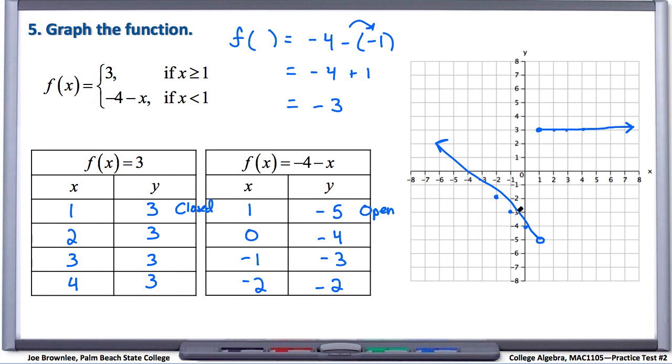We have two pieces to the piecewise function. We can see a big jump here. There's a discontinuity in the graph, but we have our constant function here. So this is f of x equals 3, and this part of our function is f of x equals, and I think I'm going to run out of room, so f of x equals negative 4 minus x. All right, there's number 5. I'll see you at number 6.